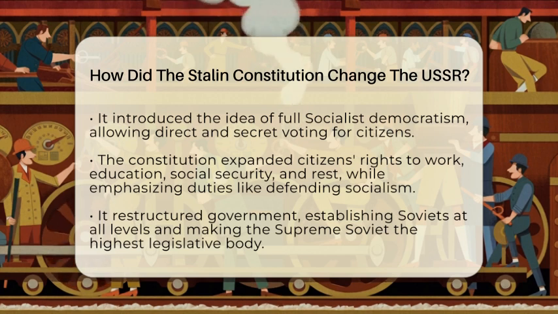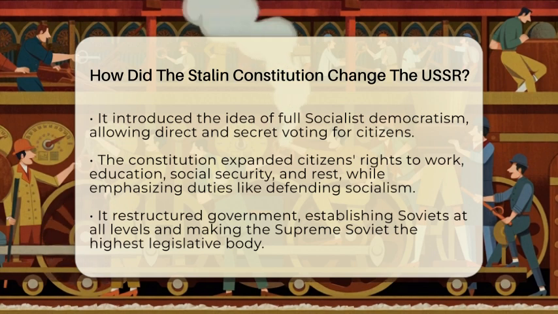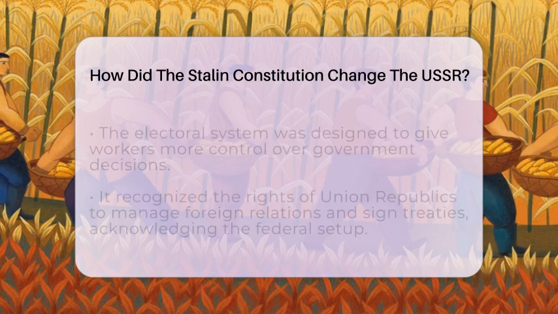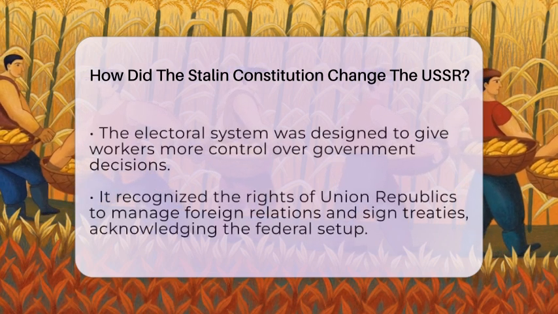The structure of government was also changed. The Constitution created a clear hierarchy, with Soviets at every level from local councils to the Supreme Soviet of the USSR. It made the Supreme Soviet the highest legislative body, replacing the earlier Central Executive Committee. The electoral system was designed to give workers more control over their government.